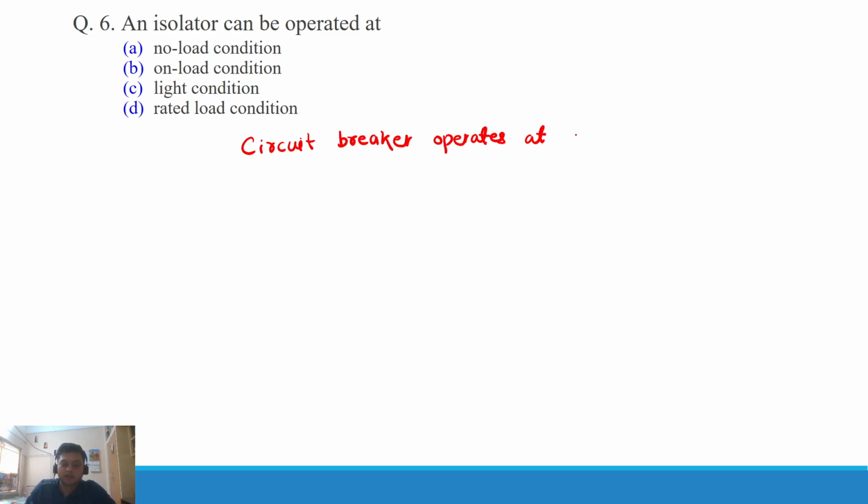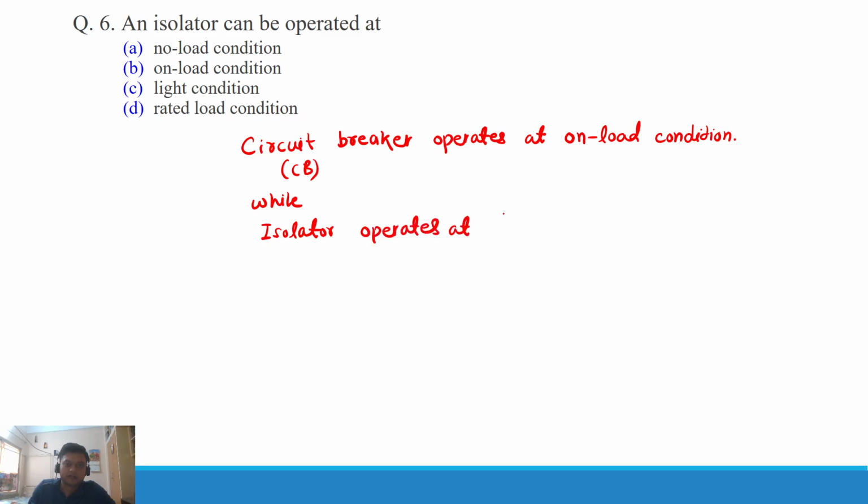So the circuit breaker operates at on load condition, while on the other hand the isolator operates at no load condition.